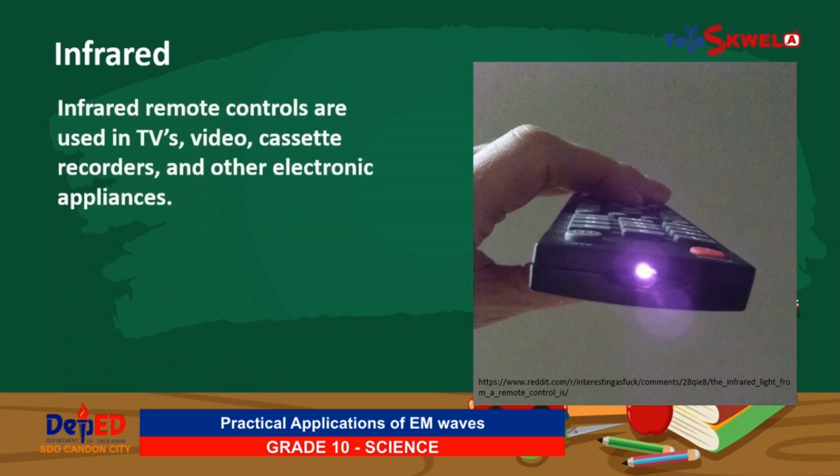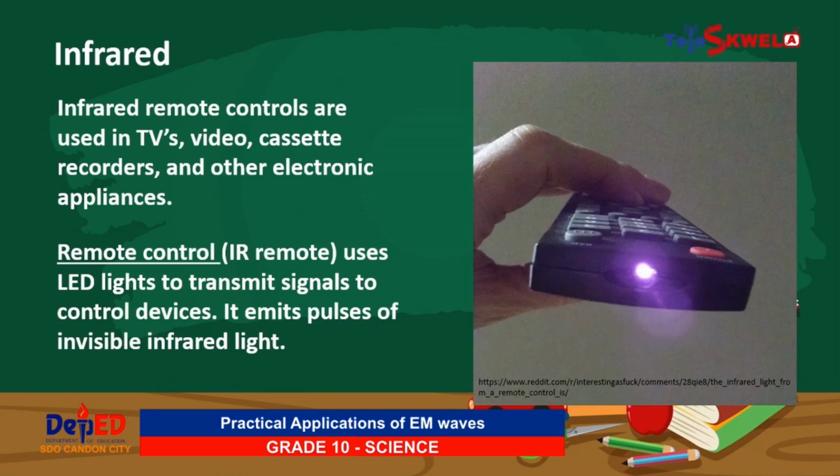Infrared remote controls are used in televisions, video cassette recorders, and other electronic appliances. Yes, the main technology used in home remote controls is infrared, or IR, light. The signal between a remote control handset and the device it controls consists of pulses of infrared light, which is invisible to the human eye but can be seen through a digital camera, video camera, or a phone camera.